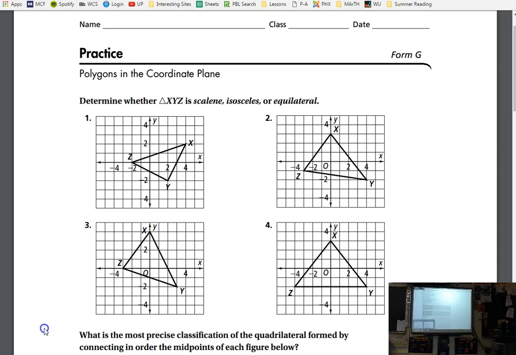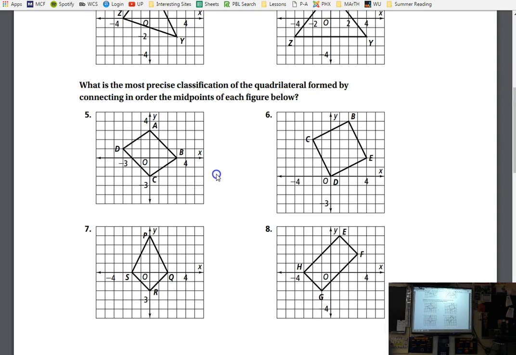Okay, everybody. Anything from 9.4? So that's your scalene, isosceles, equilateral. Most precise classification. Sometimes quadrilateral is the most precise if it is nothing else. So it's like a scalene quadrilateral, quote unquote.